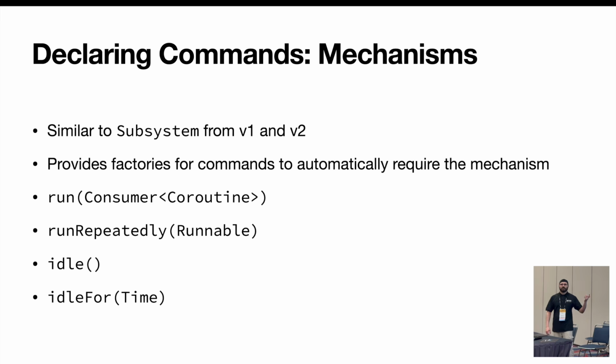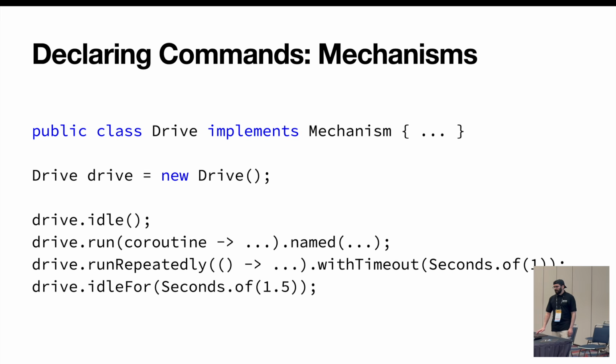And then there's also idle and idle for if you just want a command that requires a subsystem but doesn't actually do anything with it. And I just caught myself calling it subsystem, so still a bit of a new name. So you just have these helpers here. You have your drive class, implements a mechanism, you instantiate it like normal, and then you can use that to create commands off of that drive mechanism.